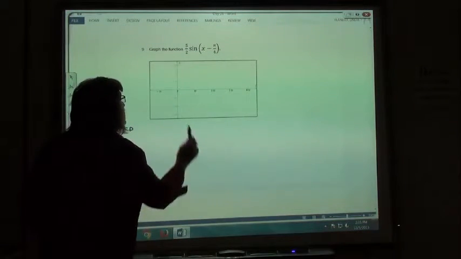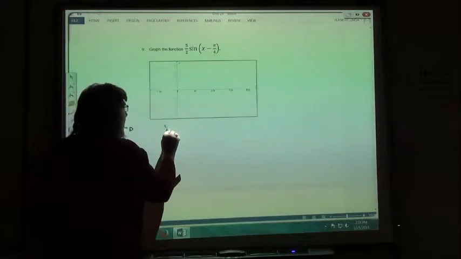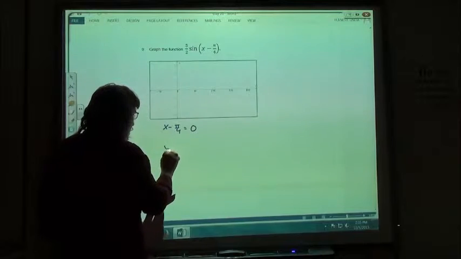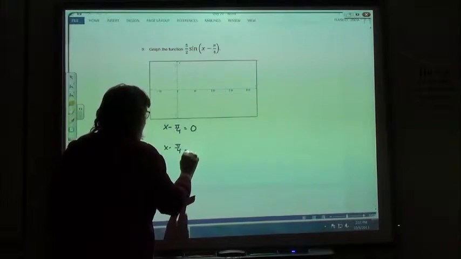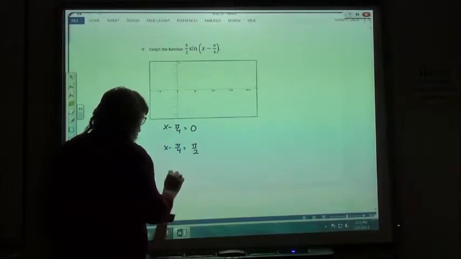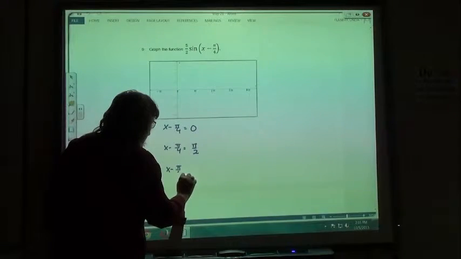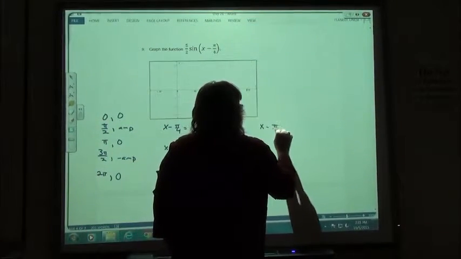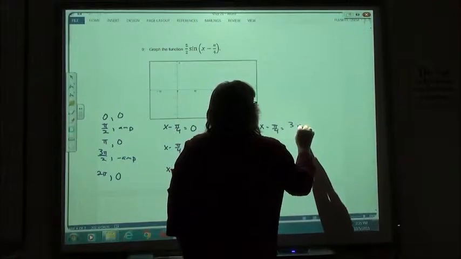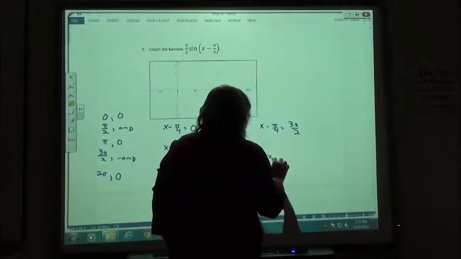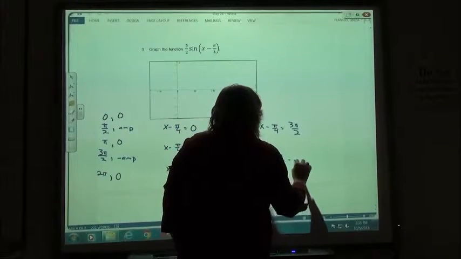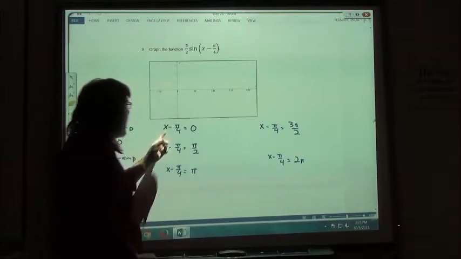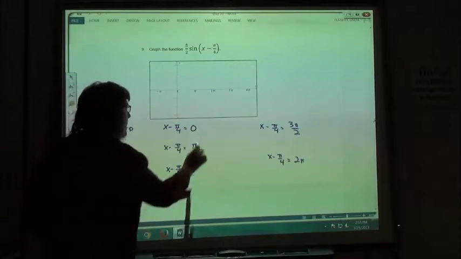So, doing our shift. X minus pi over 4 is going to equal 0. Equal pi over 2. Equal pi. Equal 3 pi over 2. And equal 2 pi. So in all of these, we have to add our pi over 4.